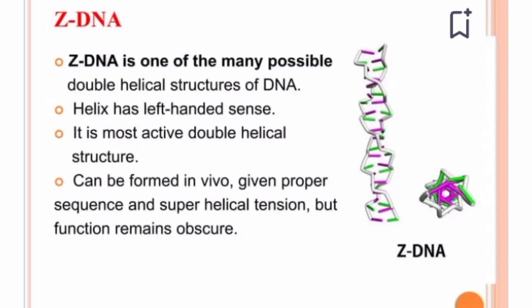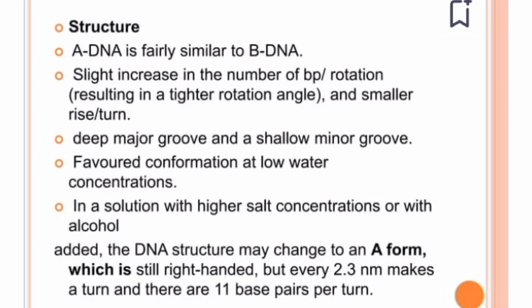So next is the Z form DNA. Z form DNA is a left-handed helix and it contains 12 base pairs. It is just more than A and B form. So just remember B form is 10 and then A has 11 and then Z has 12. So Z has the highest number. One of the many possibilities is the Z DNA form, and it is the most active double helical structure. It can be found in vivo, that is inside our body it is present.